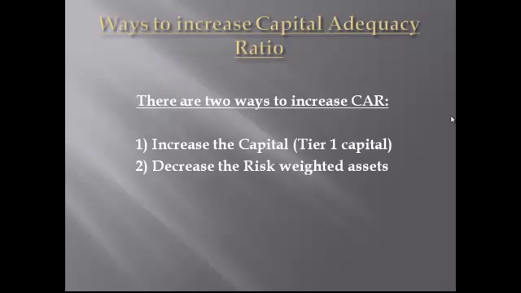Now, the ways to increase capital adequacy ratio. There are two ways to increase capital adequacy ratio. First, to increase the capital, that too Tier 1 capital. They can increase the capital first by increasing the reserves. Second, by increasing all the general provisions, for example for bad debts. Third, by increasing the cumulative, irredeemable and redeemable preference shares.